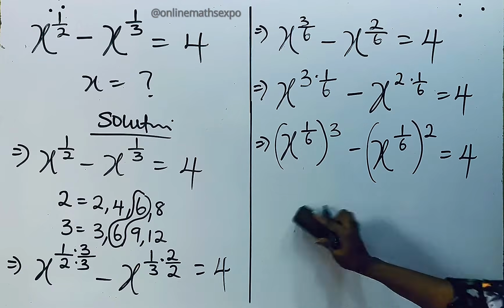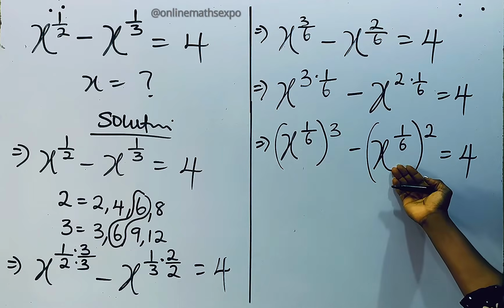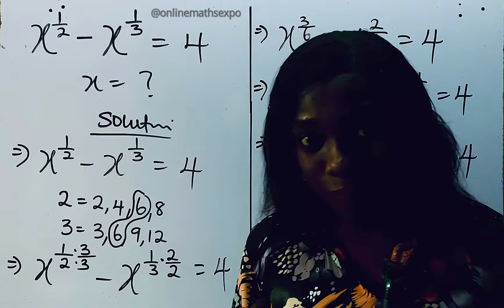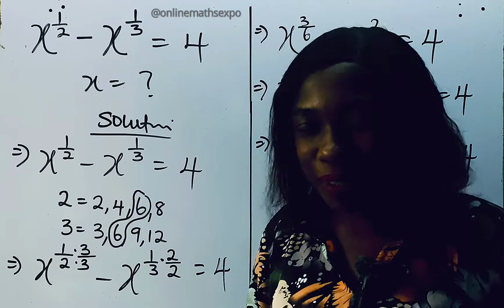What do we do at this point? You observe now that this is common, so you are free at this point to replace it with another variable just to help you solve.